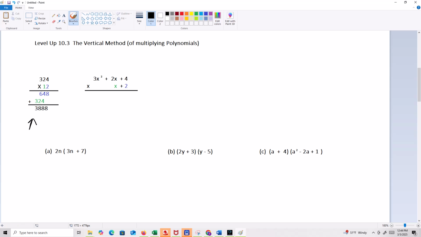With polynomials, you would line them up vertically as pictured to the right over here. Then we want to multiply the 2 times the 4 and get 8. The 2 times the 2x and get 4x. And then the 2 times the 3x squared and get 6x squared.